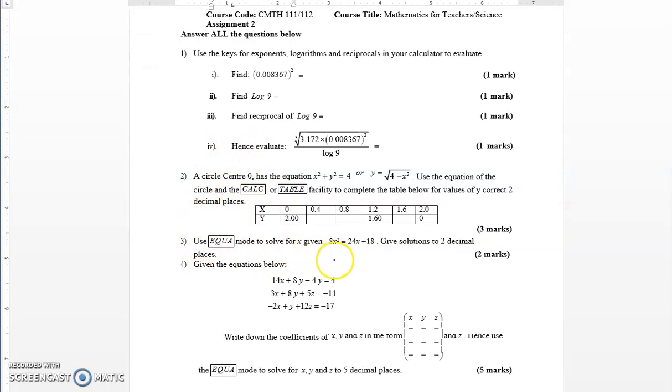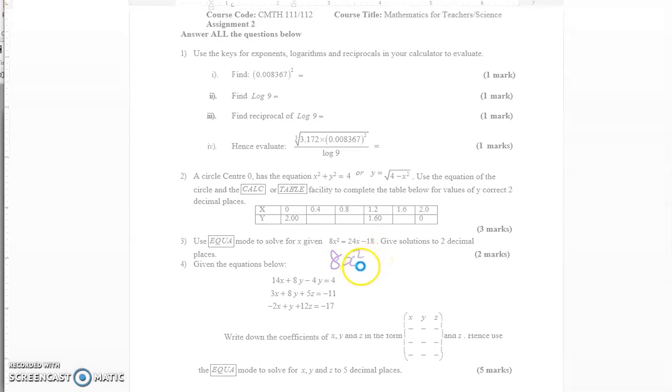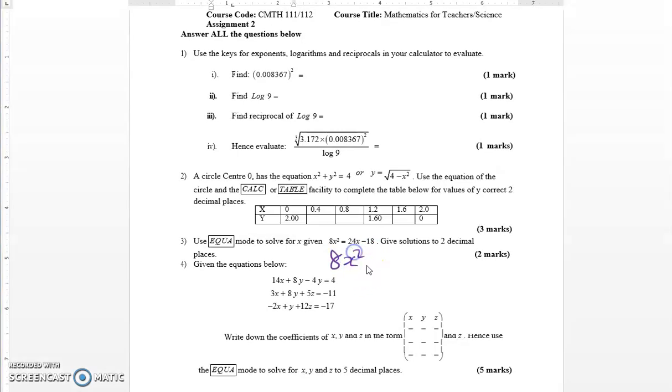So what you need to do is to rewrite in a standard form. That will be 8x squared. We cross this 24x, we take it to the other side so that it becomes negative. So it becomes negative 24x plus 18, and this will be equal to 0. So plug this into your calculator and see what you will get.